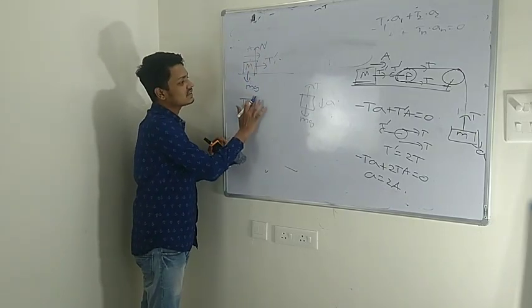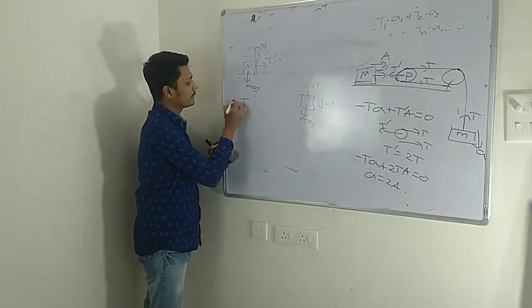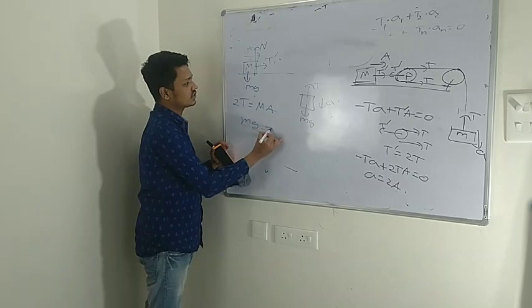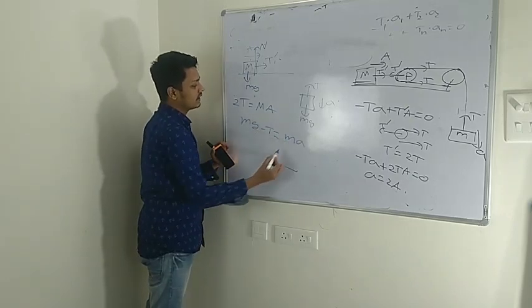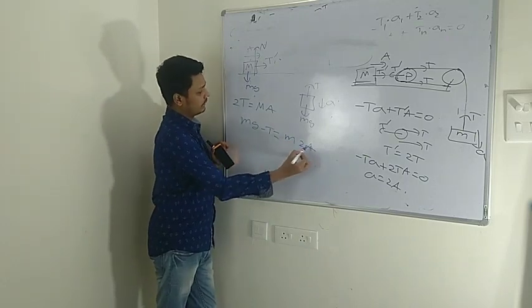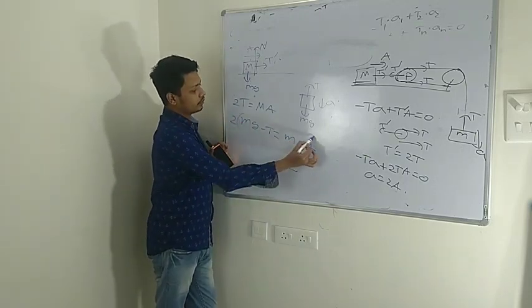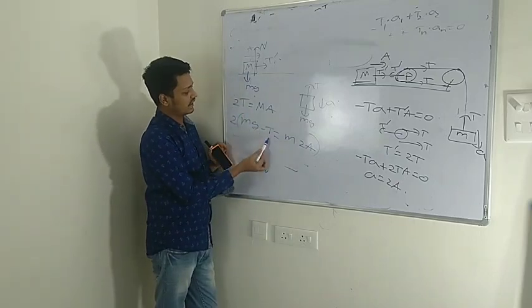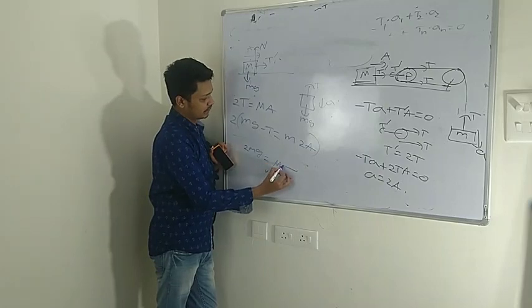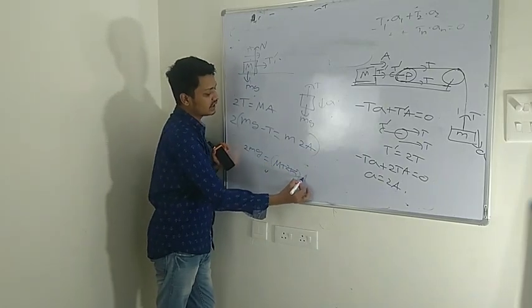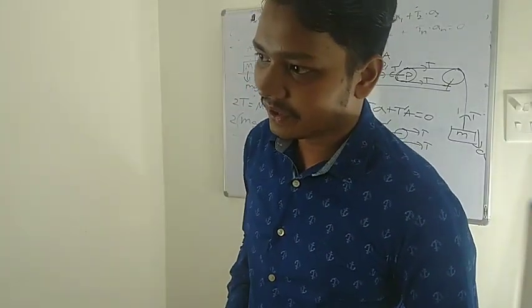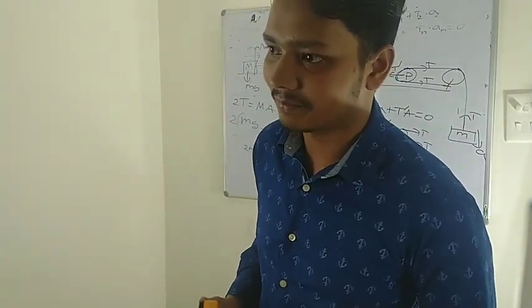So the total tension is nothing but 2T. 2T is equal to capital M A, and mg minus T is equal to small m a, and capital A is equal to 2a. Then let me multiply by 2 here and add, the T and T cancel. So 2mg is equal to (M plus 2m) into a, and you can again find out tension and everything here, no problem.